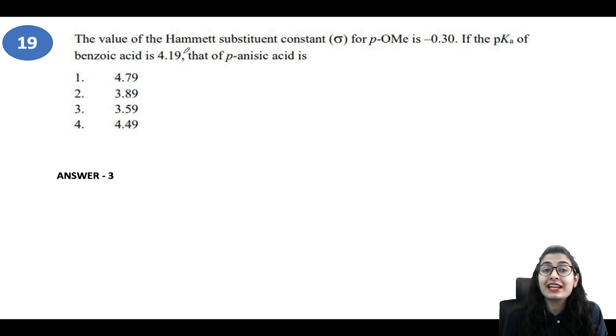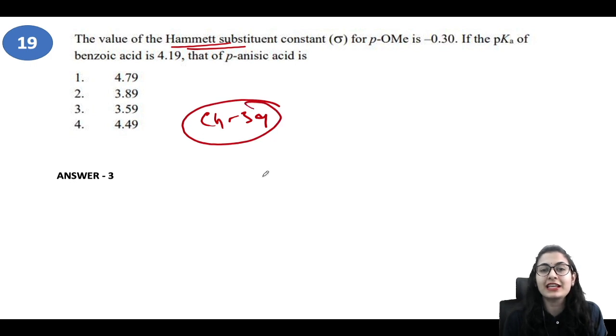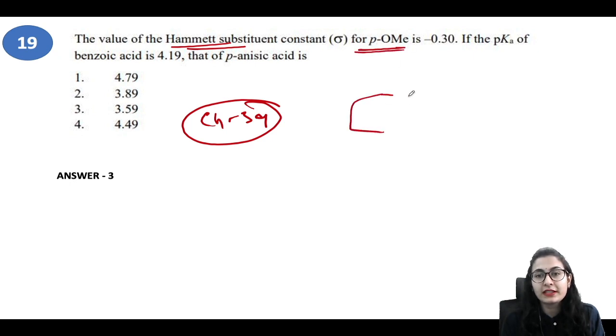Okay. Now see again, Hammett constant value also asked. So chapter number 39 you have to study from Clayden. Determining reaction mechanism. So far the Hammett equation has come, the kinetic isotope effect has come, and ahead, let's say, the isotopic labeling experiment will also come, which has also been asked previously. Okay. So the value of Hammett substitution constant for para-methoxy.